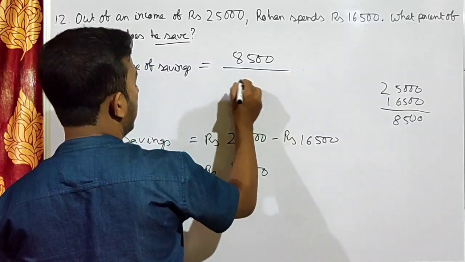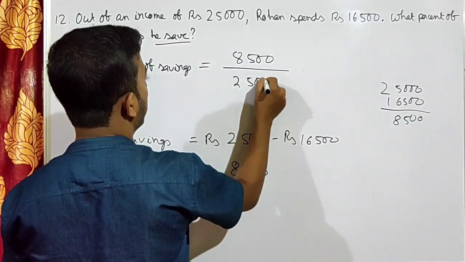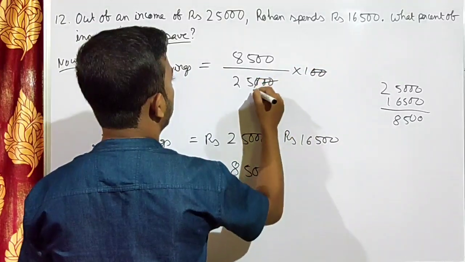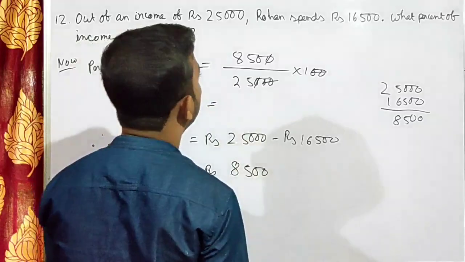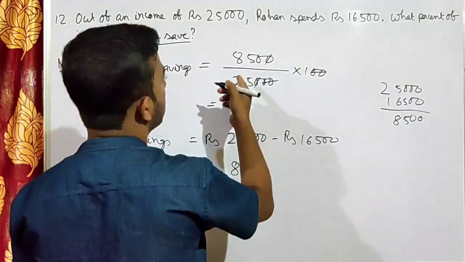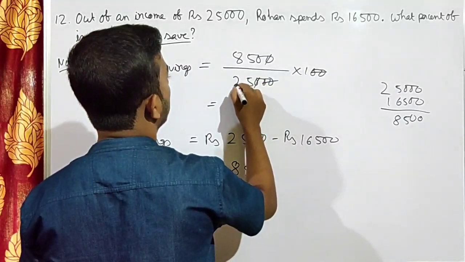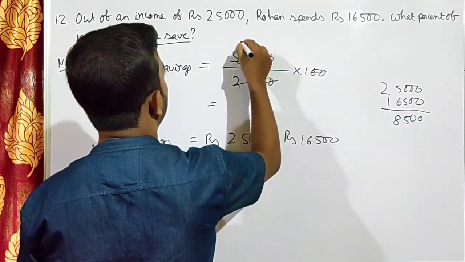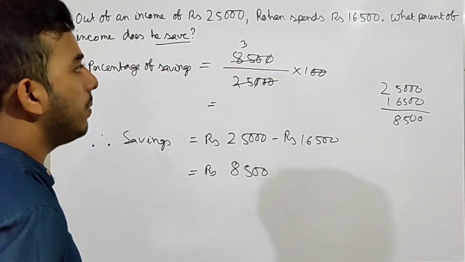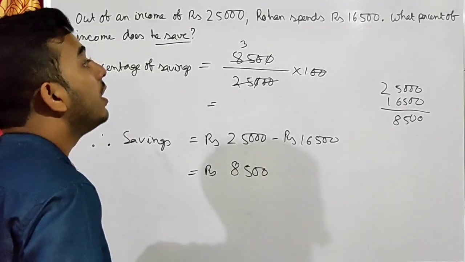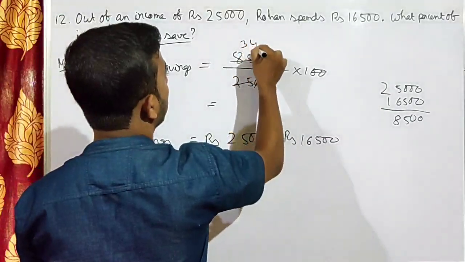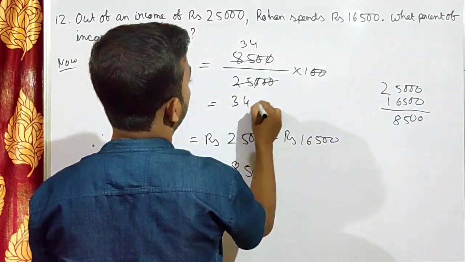8500, then 25000 into 100. This 2 cancel, this 10 cancel, isn't it? Now let's cancel with 25. 25 into 3 is 75, isn't it? 25 into 3 is how much? 75. So here the remainder is how much? 10. 10 and this 10 makes 100. 25 into 4 is 100, isn't it? So it will be 34%.